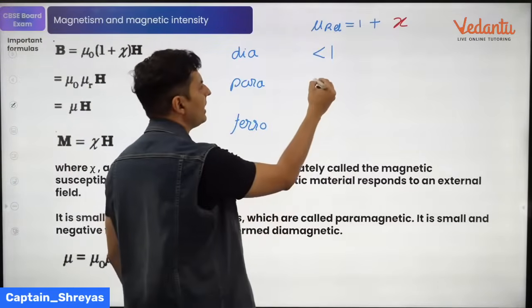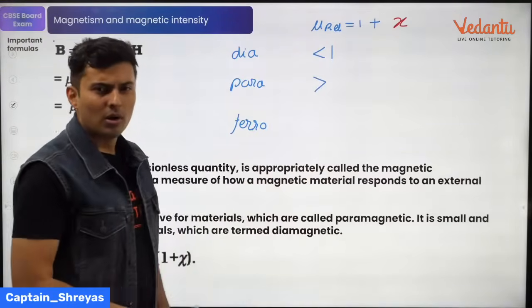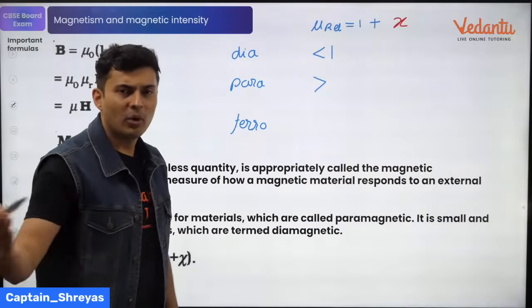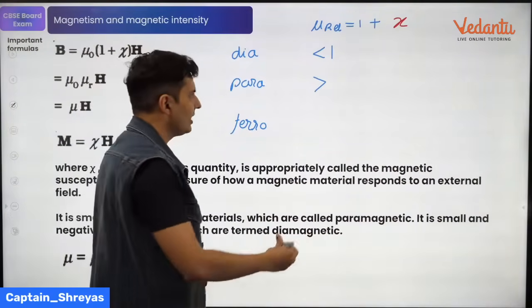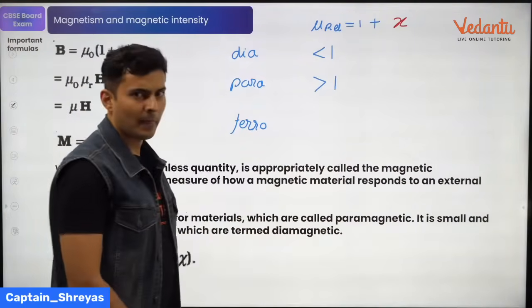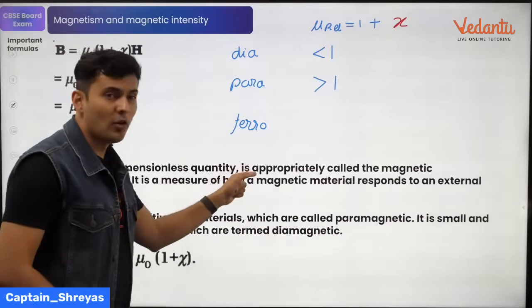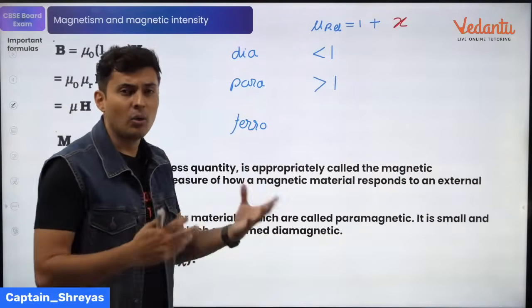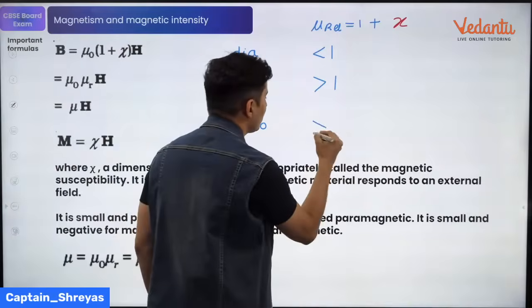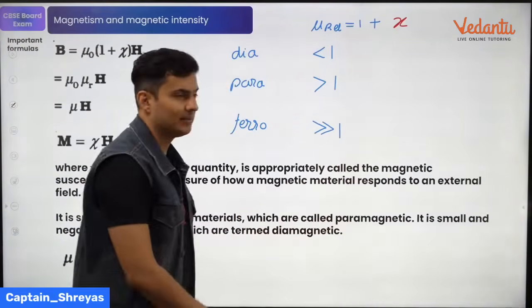For paramagnetic materials, it will be like 1.2, 2, 1.7, 1.98, 2.225, something like that. So it is more than 1 for paramagnetic. For ferromagnetic, it is very large, like 200, 1000, like that. So it is much, much larger than 1.